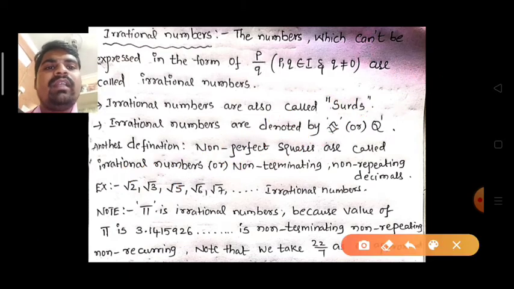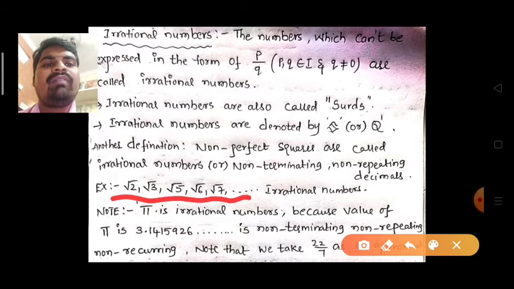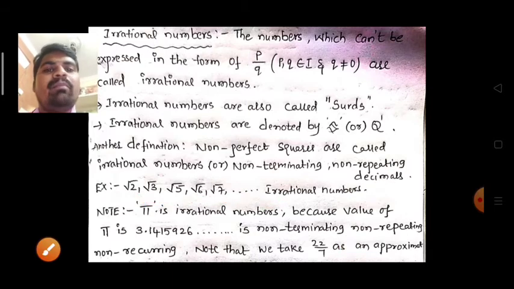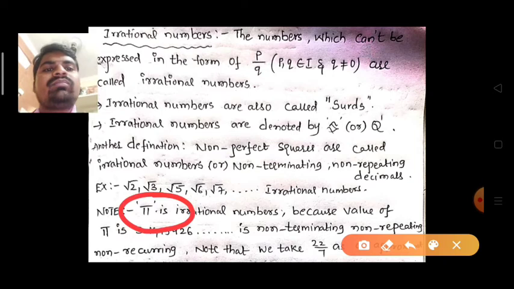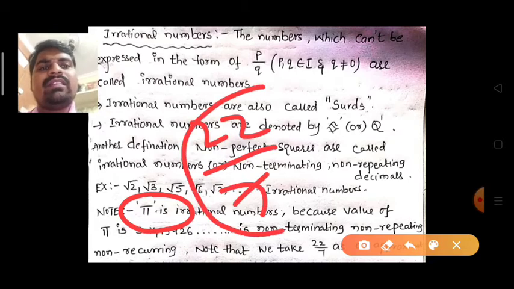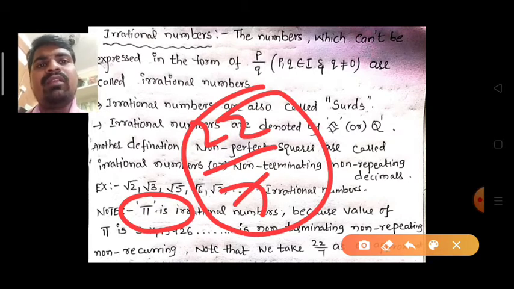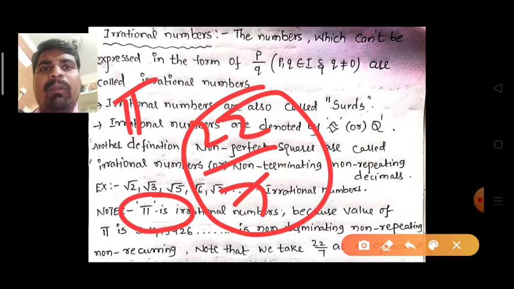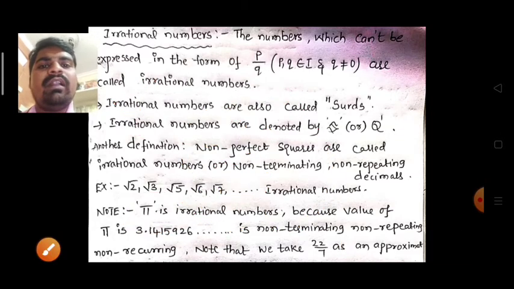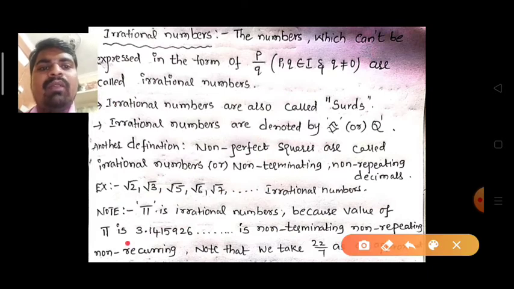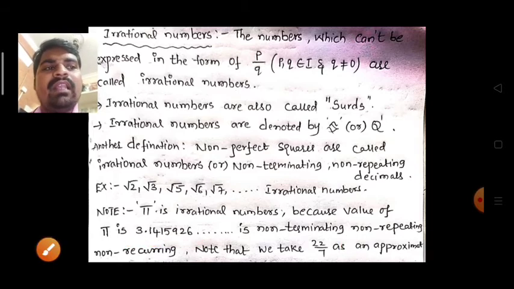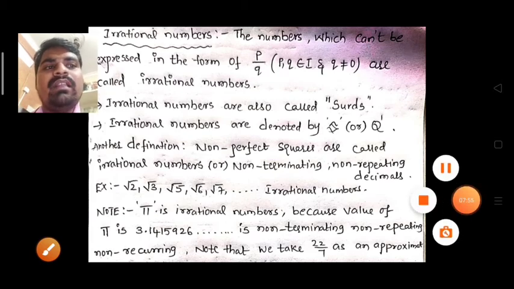You observe many examples here. These are non-perfect squares, so irrational numbers. And a very important point here is pi. Pi is an irrational number. Most people are confused about the value of pi: they say 22 by 7, so it is rational. No, 22 by 7 is not the accurate value of pi; it is only an approximate value of pi. In decimal form, pi is 3.1415926 and so on. It is not repeating and does not end. That's why it is an irrational number. This is about irrational numbers.